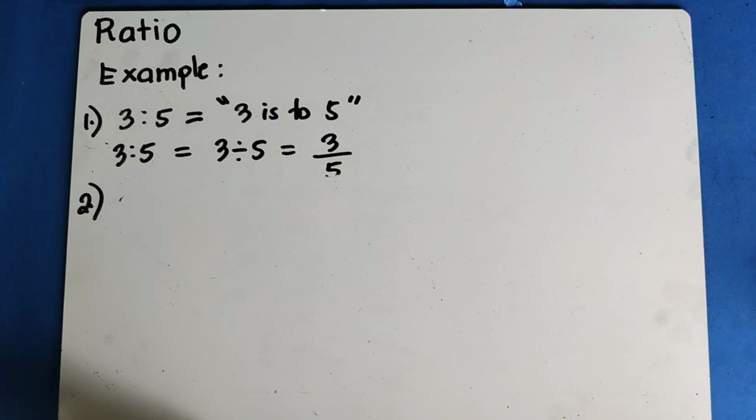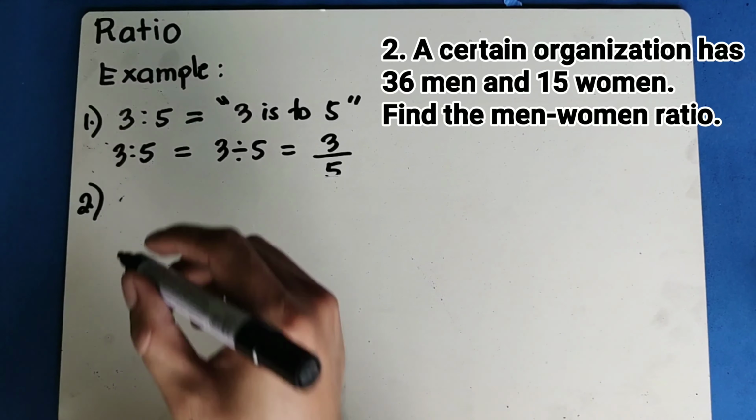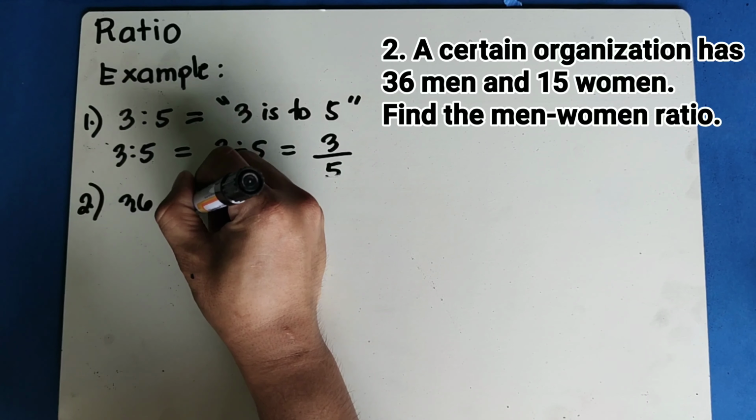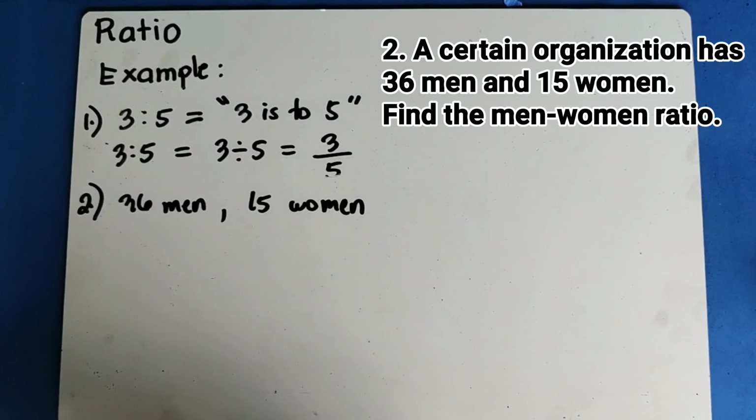We have here the second example. Okay, a certain organization has 36 men and 15 women. Find the men-women ratio. Okay, so in a certain problem, we have 36 men and 15 women. Okay. What ratio are we looking for? We are looking for the men-women ratio. Okay. In ratio class, you need to give emphasis on the order, on which comes first.